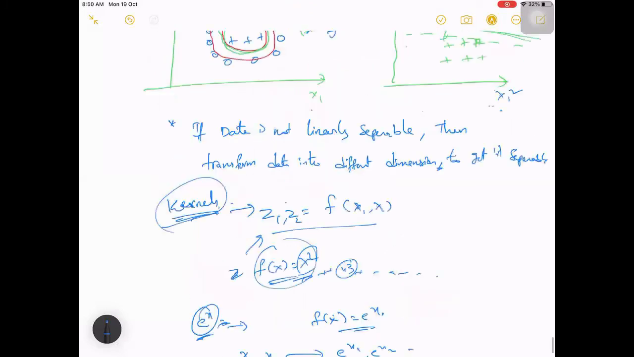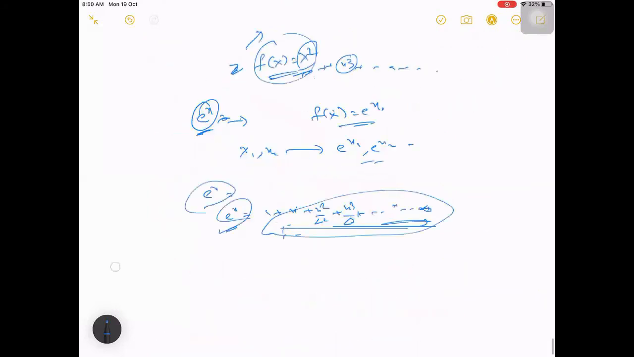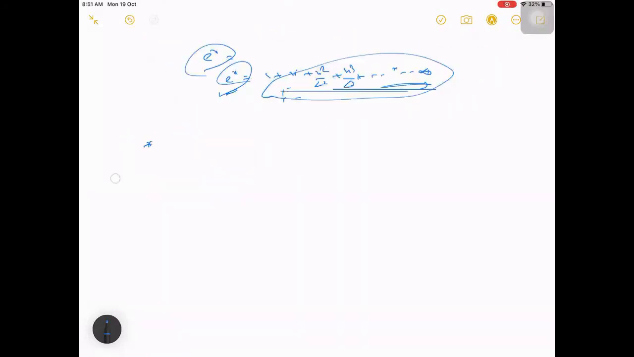So this is one way: in case your data is not linearly separable, you transform it into a different dimension, make it linearly separable, and use SVM. Okay, so this is one concept. One popular kernel is the radial basis kernel.